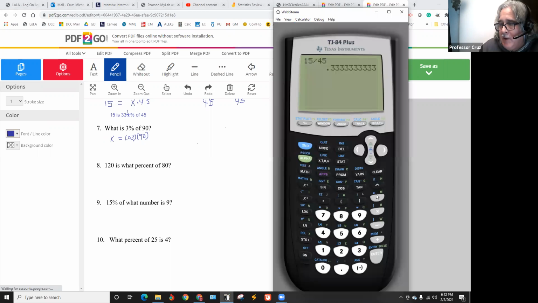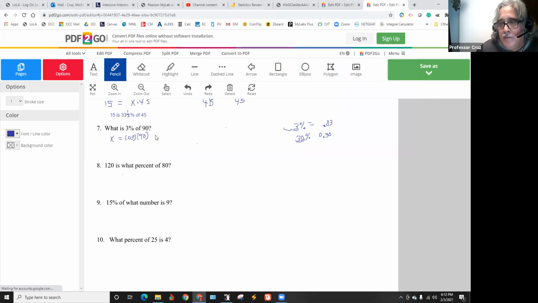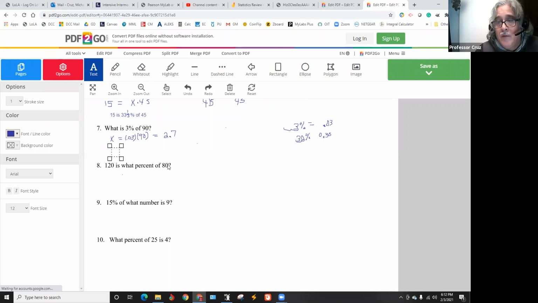Because if you were to do that times 0.3, there's quite a bit of difference. See, 0.3 times 90, see, it's 27. That's a whole different animal than 2.7. All right, so what is that? I'll just type it out. $2.7 is 3% of 90.